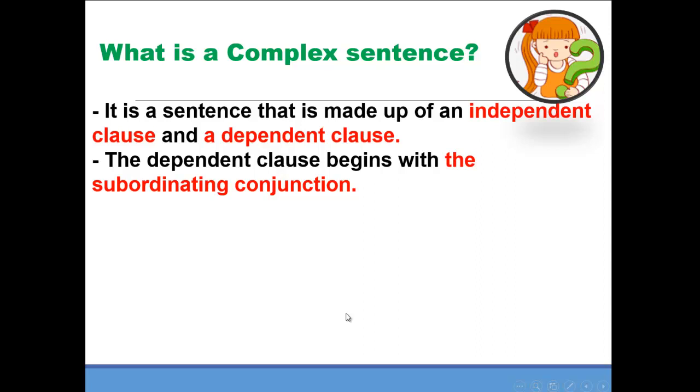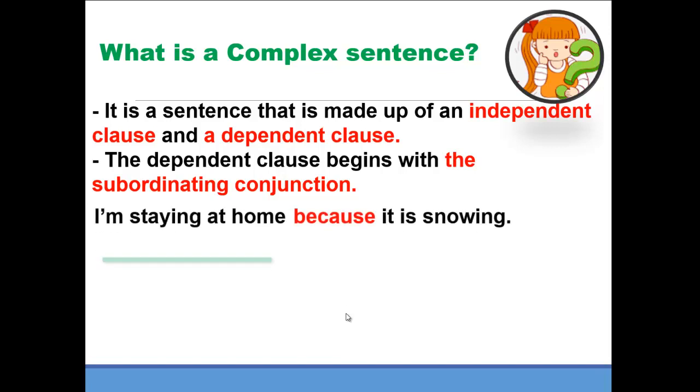The dependent clause begins with the subordinating conjunction. As you remember in the previous lesson, in lesson 8, we had the subordinating conjunctions. So, the part of the sentence that begins with the subordinating conjunction, what do I call this part? I call this part the dependent clause.